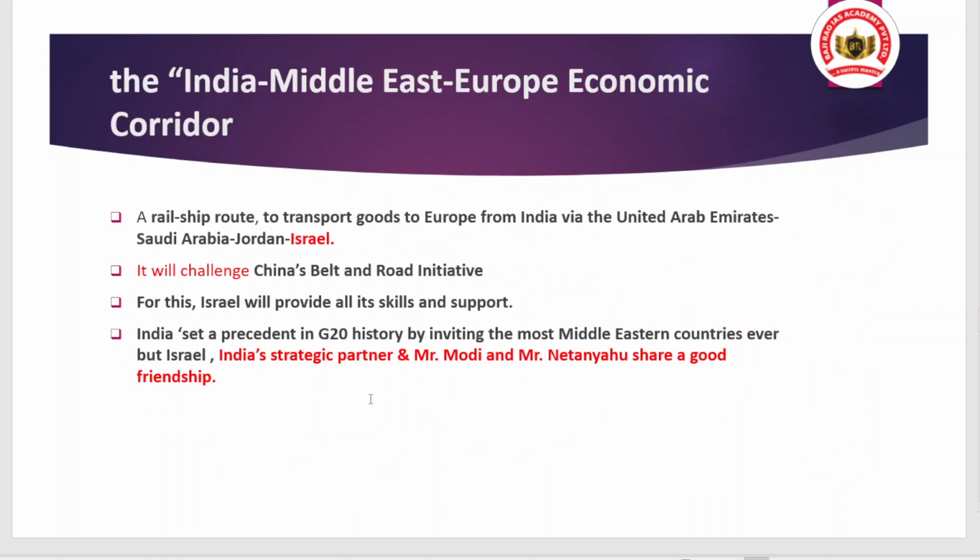So when we talk about the India-Middle East-Europe economic corridor, that is basically a rail and ship route, and that will transport goods to Europe from India via the United Arab Emirates, Saudi Arabia, Jordan, Israel. Now, why did we highlight Israel? Because Israel is also a participant of this initiative. And remember, Israel is not a part of G20.